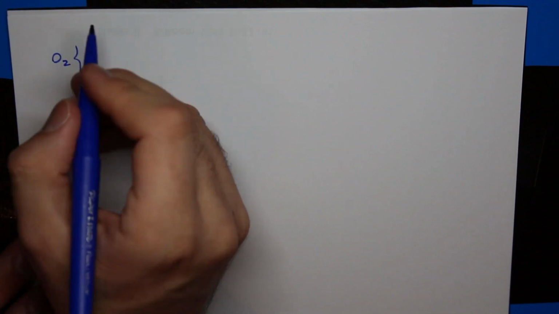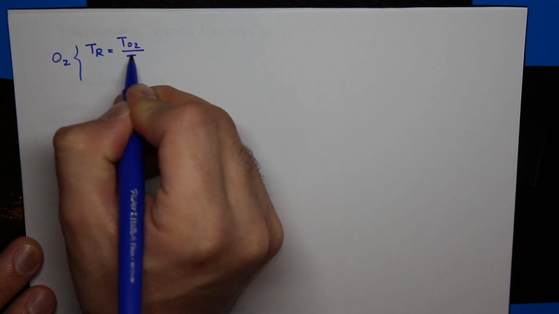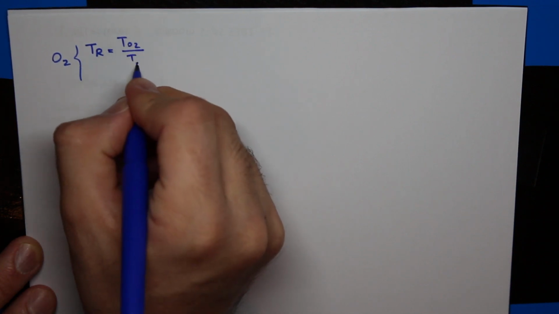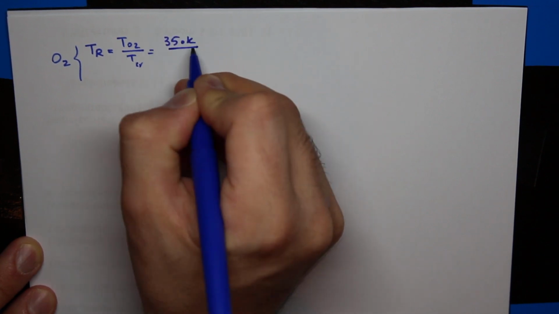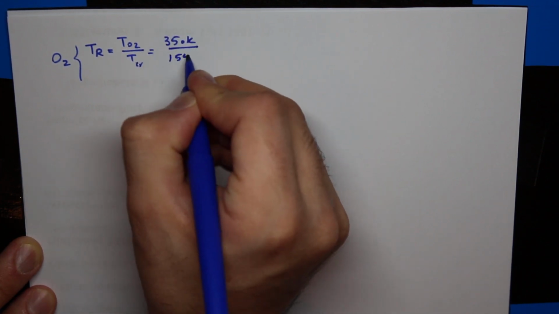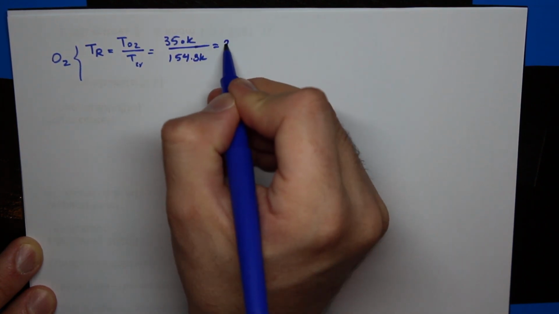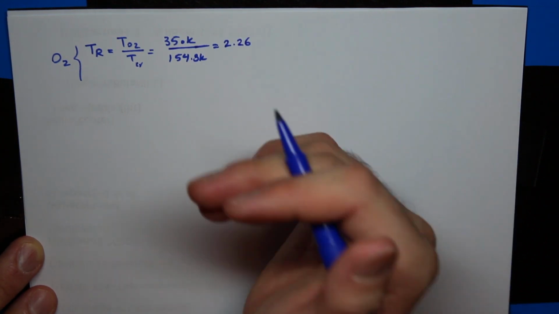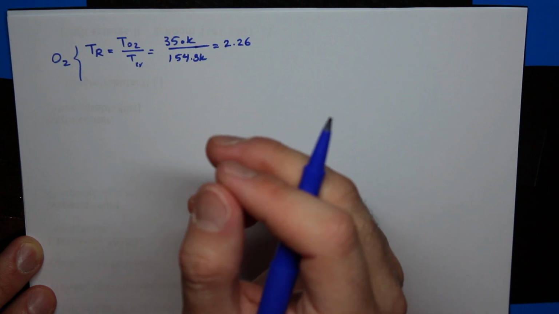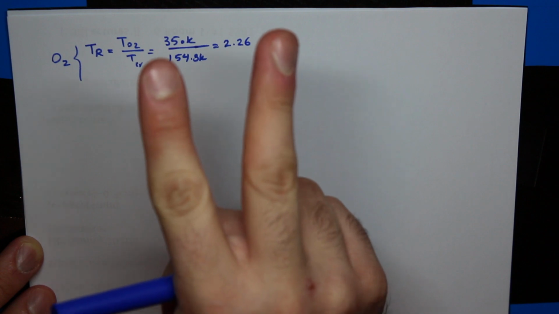In part C, for oxygen, I have the reduced temperature, which is the temperature of oxygen over the critical temperature of oxygen. That's 350 Kelvin over 154.8 Kelvin, which gives me a reduced temperature of 2.26 for oxygen. Why am I doing this? My goal is to find the Z value for oxygen and also do the same thing for CO2, so I'm going to have two separate Z values.